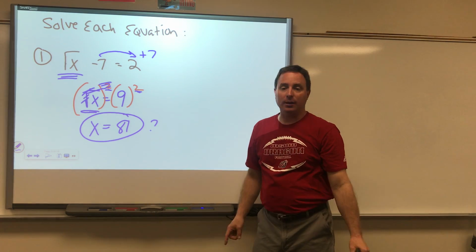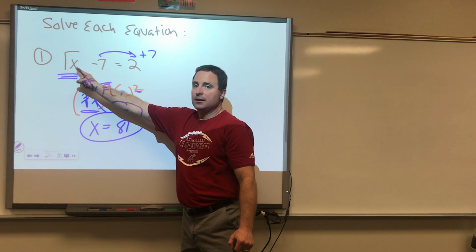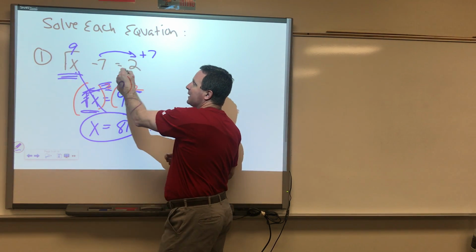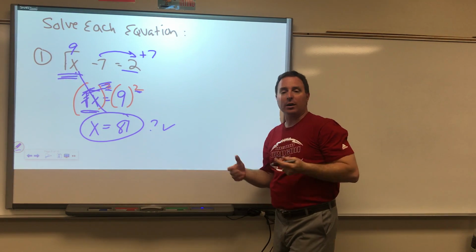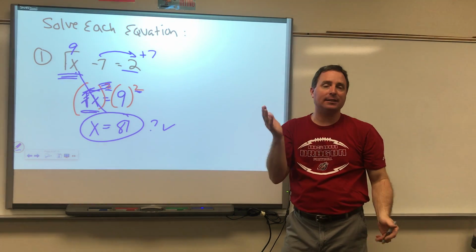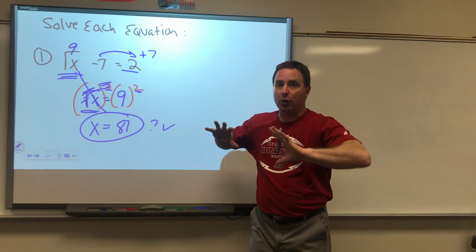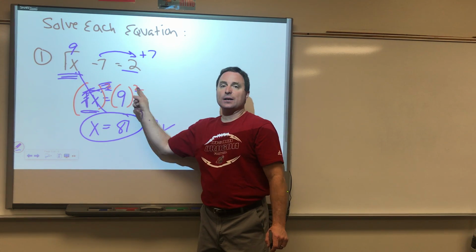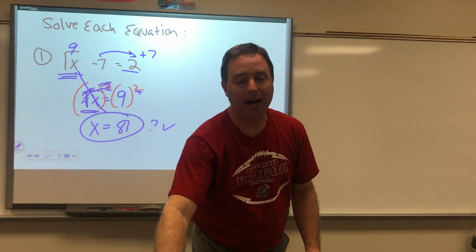Does 81 work? Well, let's plug it back in right up here. If I plug in 81, the square root of 81 is 9, and 9 minus 7 is 2, so it works. That was a really nice short, easy little check. But again, the whole key for today is the way I get rid of a radical is we square both sides. And we're going to see that a lot.